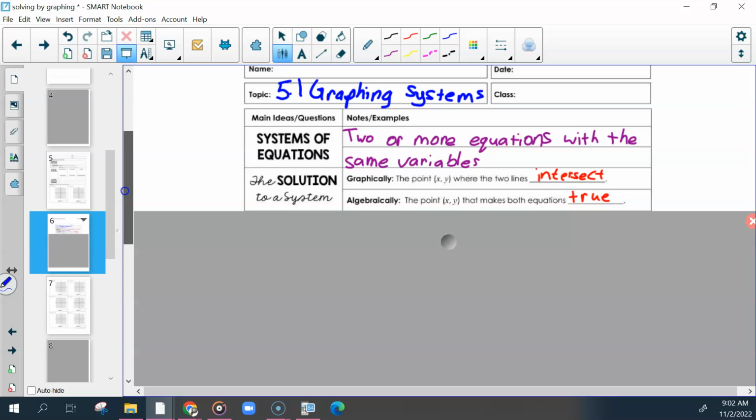So system of equations, the definition is 2 or more equations with the same variables. And here we're only going to do 2 equations. Algebra 2, I think you get to 3. I don't think you do more than that, but I don't know. And then the solution to a system graphically is the point x, y where the 2 lines intersect or cross. Algebraically, it's the point x, y that makes both equations true. So we just found both of those things algebraically and graphically.